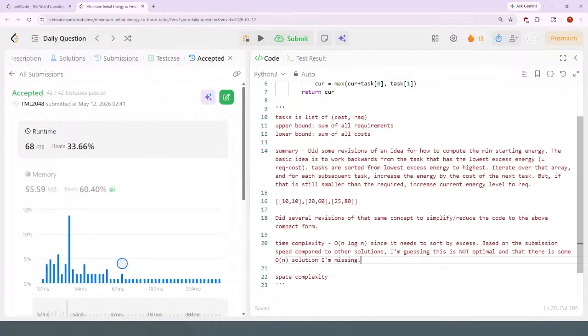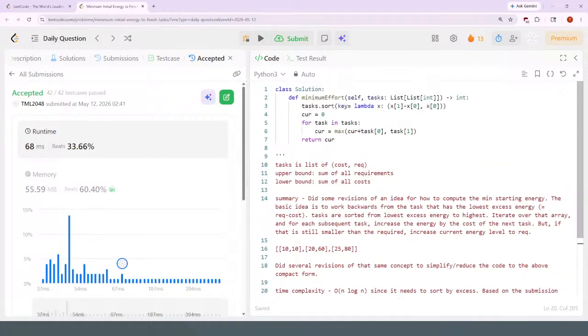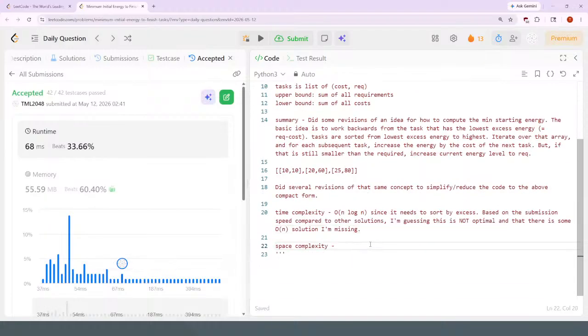Like the O of n, I feel like you do need to find the task that has the lowest excess in order to start off, but then you can optimize. Maybe you can actually calculate the other tasks based on that without having to sort. Something like that is my guess. Basically, the space is O of 1, since no extra space is needed.